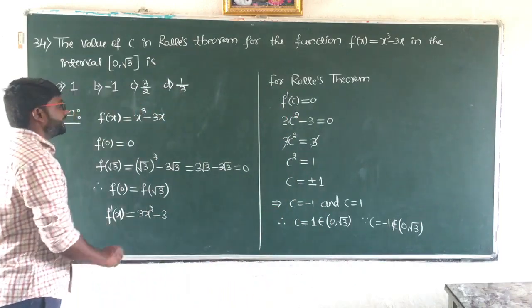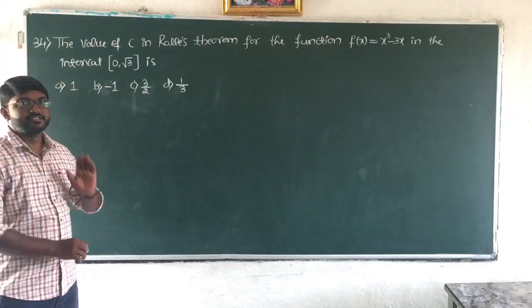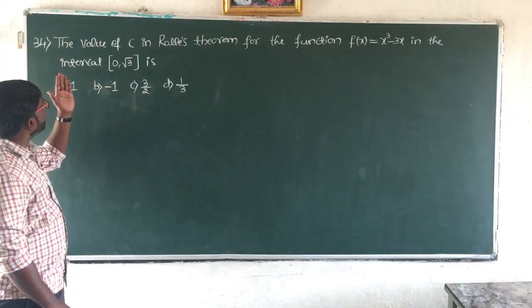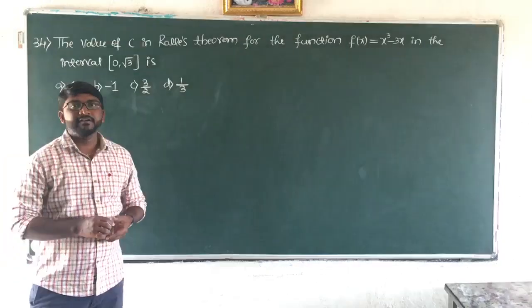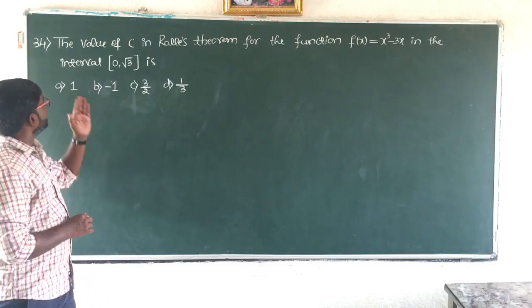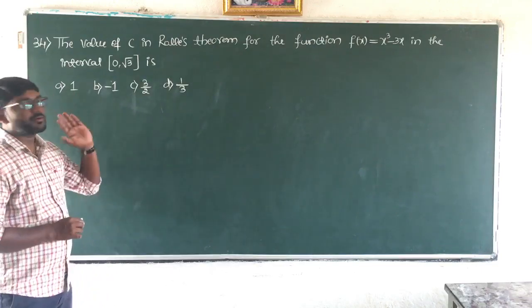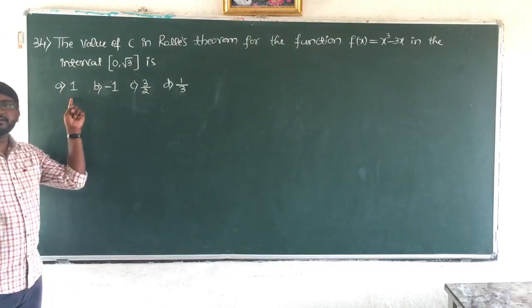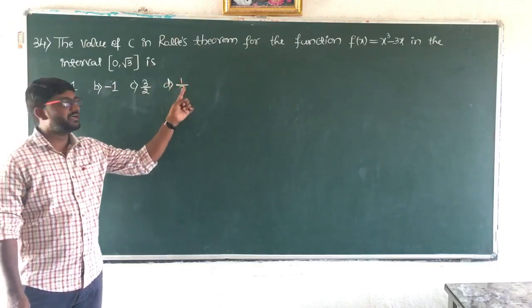So which is the right answer now? It is option A. So the next question: the value of c in Rolle's theorem for the function f of x equal to x cube minus 3x in the closed interval 0 comma root 3 is, the given four options are option A it is 1, option B it is minus 1, option C it is 3 by 2 and option D it is 1 by 3.